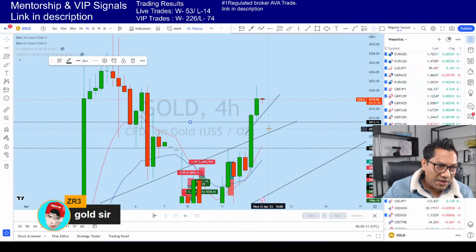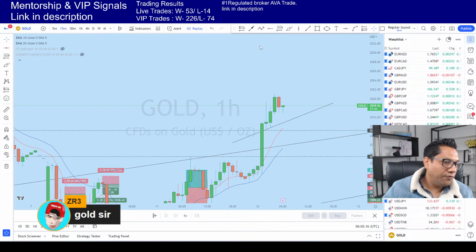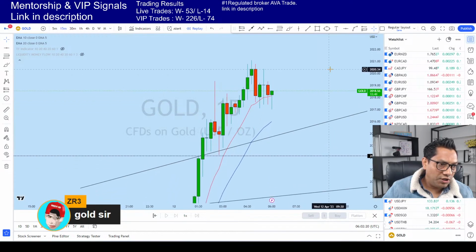If we see the price respecting this level, it could be a very good opportunity for us to go long on gold, and I will be waiting for an entry opportunity along this zone, guys. So let's see how it does.